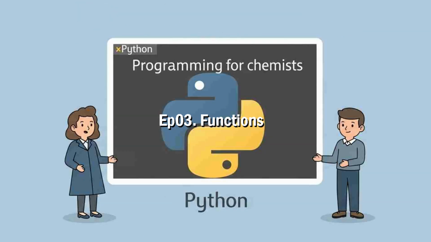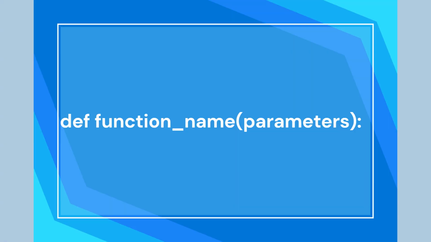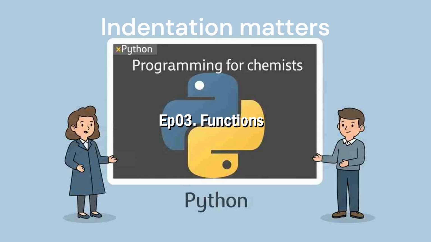Let's break down what's actually happening inside a function definition. 1. The def keyword. Every function definition in Python starts with def, function name, open parentheses, parameters, close parentheses, colon. The name follows the same rules as variable names. Inside the parentheses, you list parameters. These act as placeholders for the values your function will receive. Don't forget the colon at the end. 2. Indentation matters.